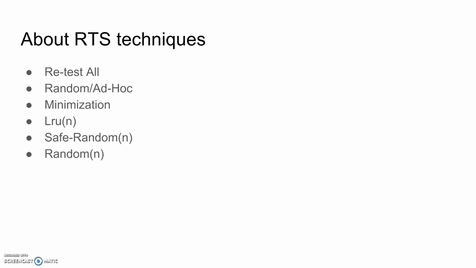About RTS techniques. There are several RTS techniques used to improve the costs and to prioritize a subset of test suites. The first one is the retest all technique, which reruns all the tests in the test suite and is used when prioritizing effectiveness rather than cost. The random ad hoc technique is based on randomly picking a percentage of the test cases from the test suite. The minimization technique is based on picking minimal test cases from the test suite that cover the changed code. One way to do that is to randomly pick test cases from the test suite until every new statement and modified code is executed with at least one test case.